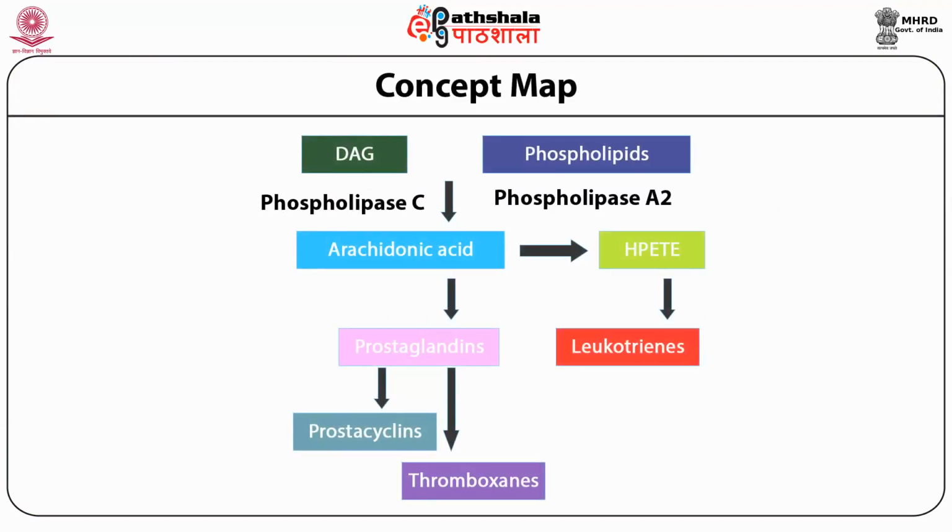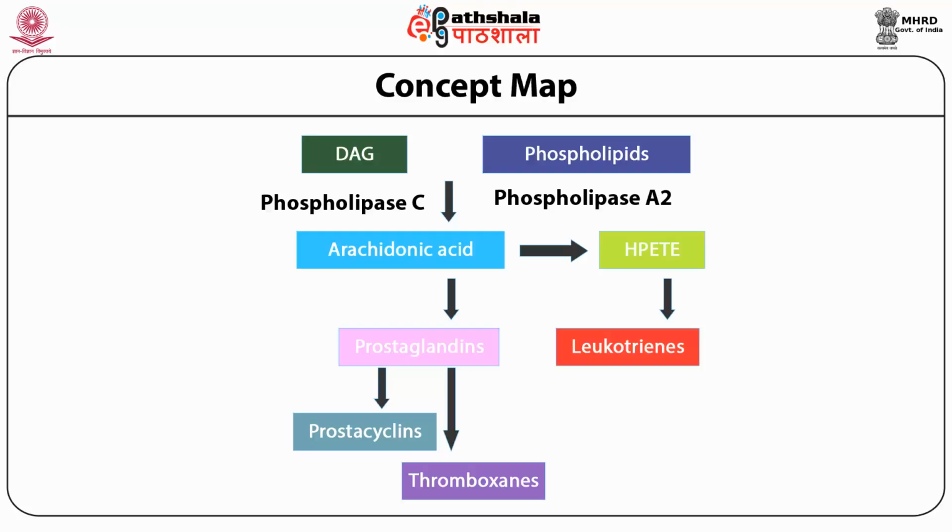As we all know from the previous lecture, fatty acids give rise to diacylglycerol, and this diacylglycerol as well as phospholipids, with the action of phospholipase C and phospholipase A2 respectively, give rise to a very important intermediate in the eicosanoid biosynthesis, that is arachidonic acid.